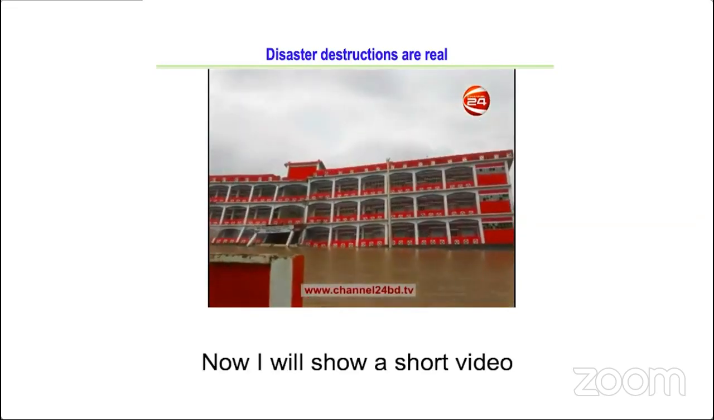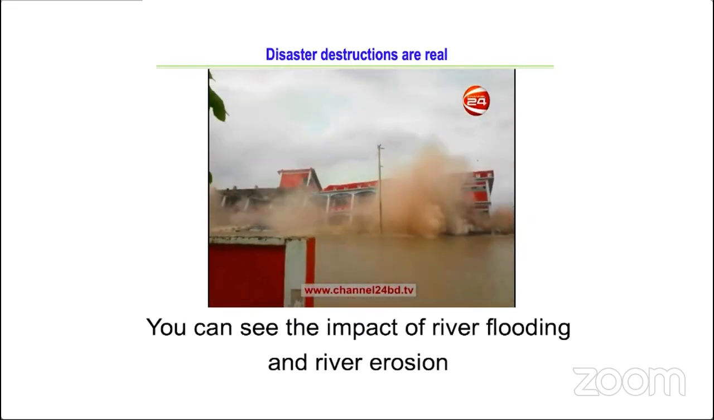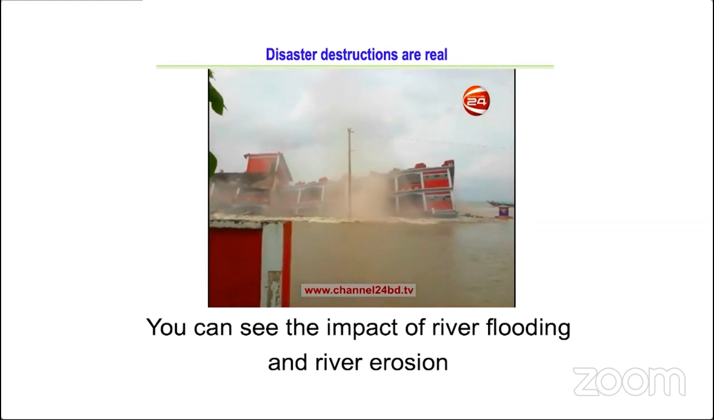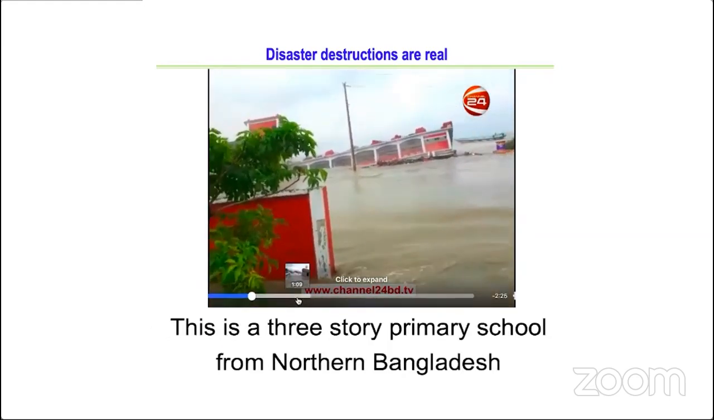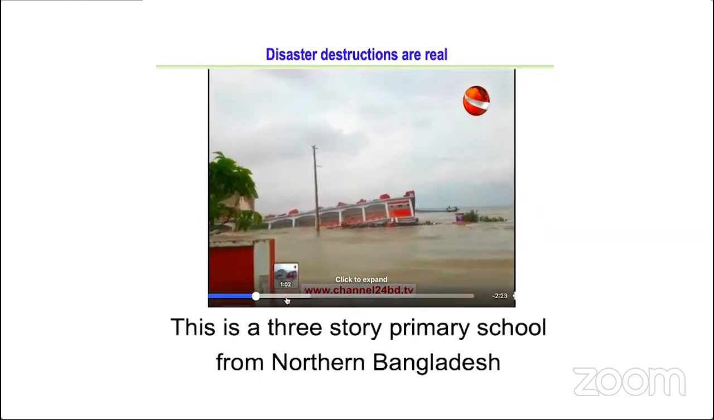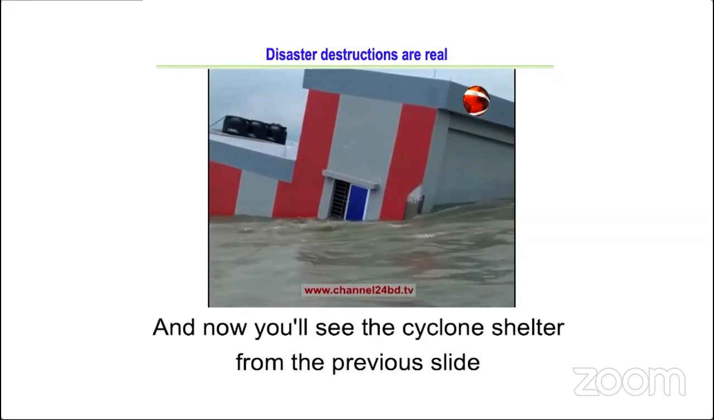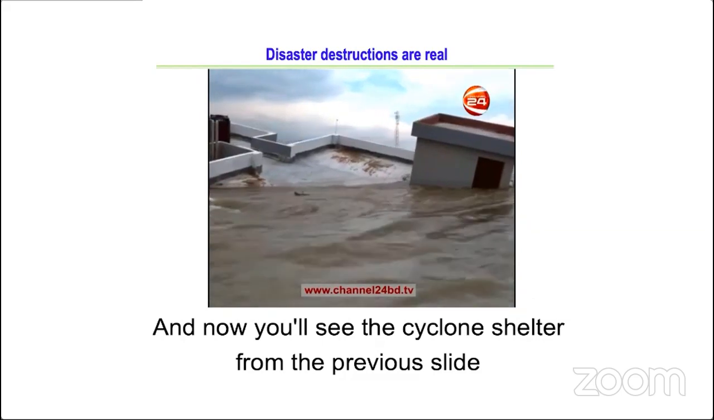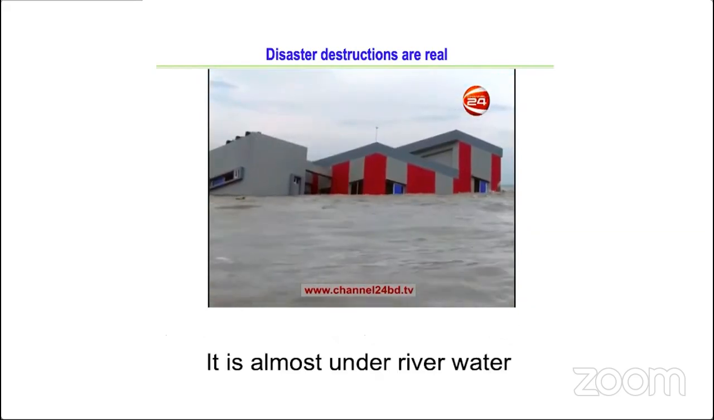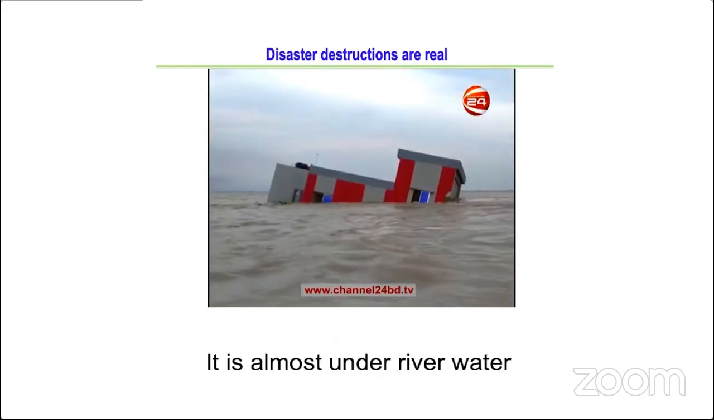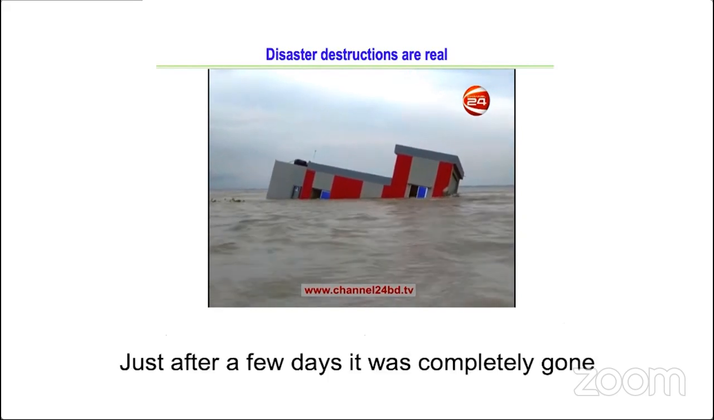Now I will show a short video. You can see the impact of river flooding and river erosion. This is a three-story primary school from northern Bangladesh. And now you will see the cyclone shelter from the previous slide. It is almost under river water. Just after a few days, it was completely gone.